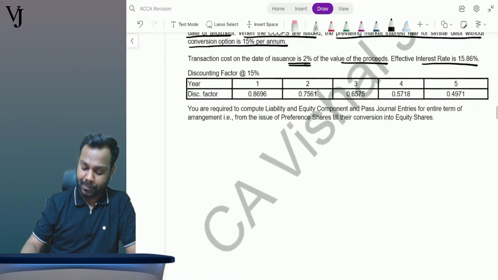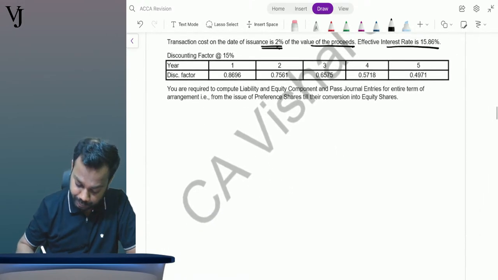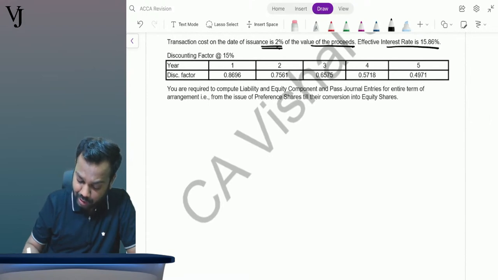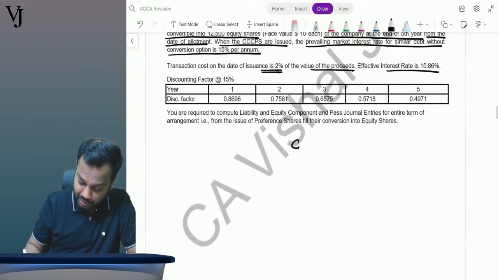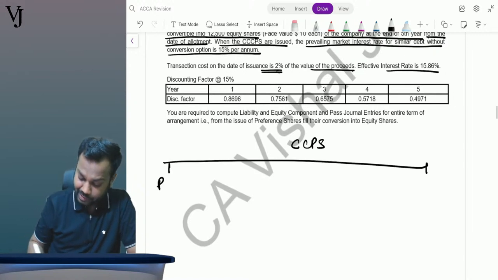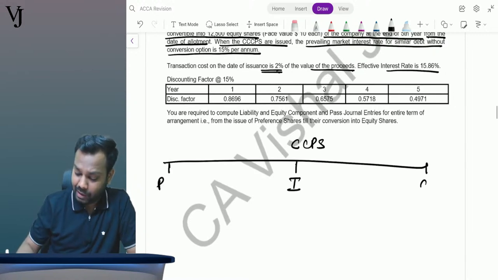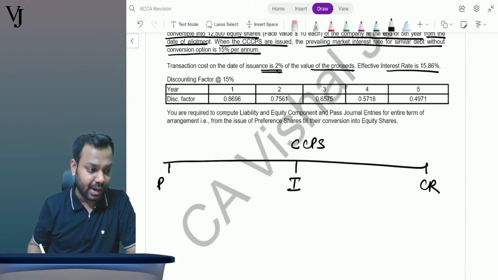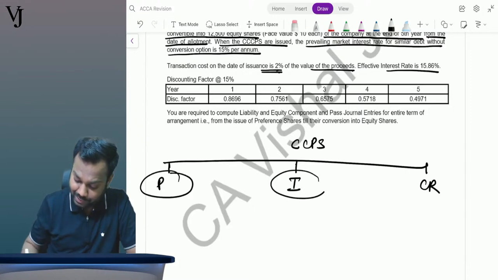Now, what will happen here? First, these are compulsorily convertible preference shares. So again, three components: principal, interest, and conversion rights. Now let's assess these three components. Conversion right will always be equity.